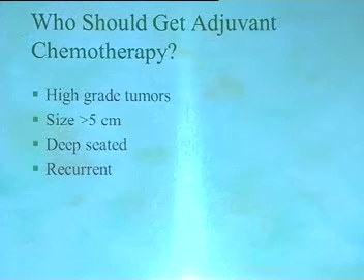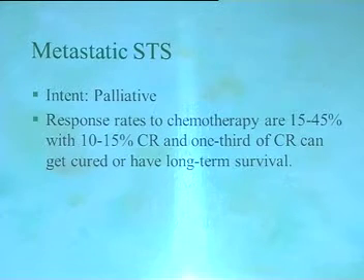Who should get adjuvant chemotherapy? High-grade tumors, size more than 5 centimeters, deep-seated and recurrent. That is the generally accepted principle. In metastatic, the intent is palliative. The response rates are 15 to 45%, and actually 1/3 or 10% of those who have a response actually have a CR, and 1/3 of these can have a prolonged survival as well.